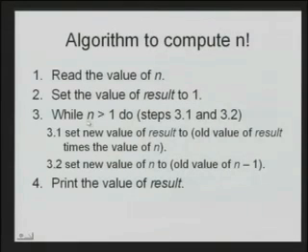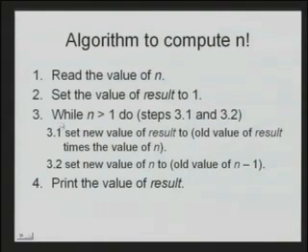And as long as n is greater than 1, keep doing these two steps, and these two steps, as we have seen, are multiplying the value of result by the value of n and decreasing the value of n by 1. So set the new value of result to the old value of result times the value of n, and the second step is set the new value of n to the old value of n minus 1, and keep doing this, as you can see here, as long as n is greater than 1.